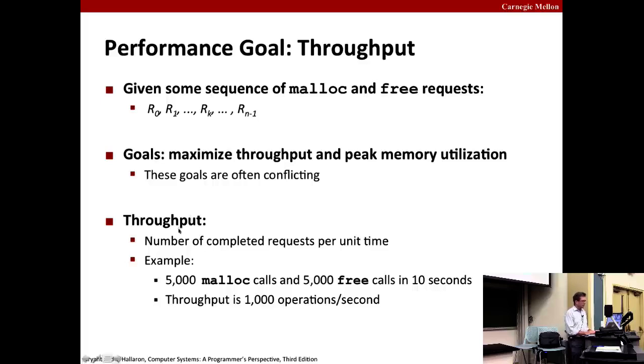So throughput is just the number of completed requests per unit time. If we have 5,000 malloc calls and 5,000 free calls in 10 seconds, then our throughput is 1,000 operations per second. So it's just measuring how efficiently our malloc can process these requests from an application.